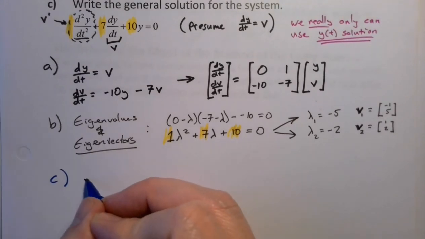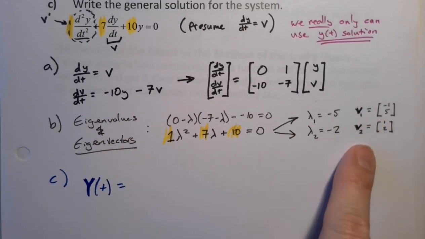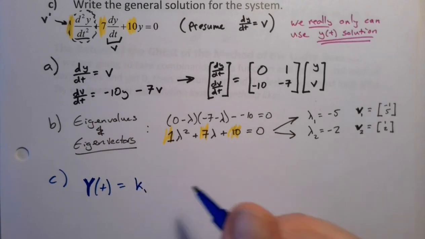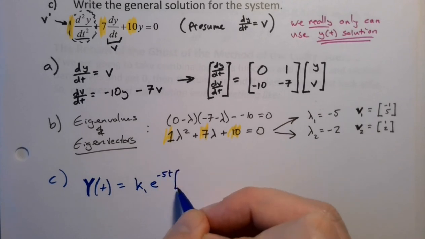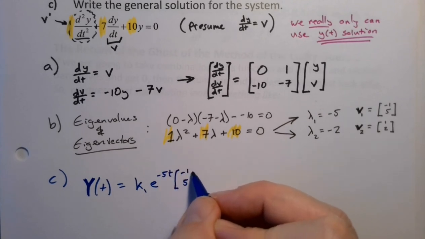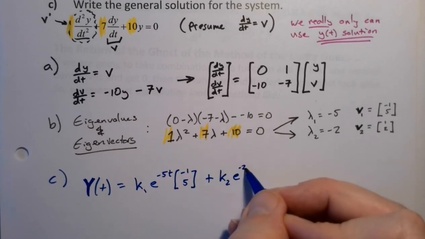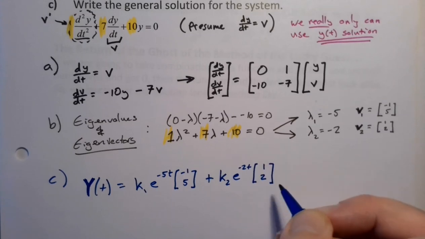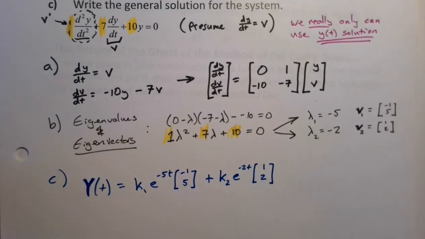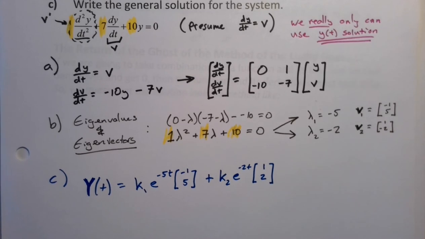So we know that our general solution in matrix form is going to be a combination of our straight line solutions that we get from lambdas and v's over here. So k1 times e to the -5t times its eigenvector plus k2 times e to the -2t times its eigenvector. Oh, whoops, I think that's supposed to be a -2. Yeah, that's supposed to be a -2, this one right here.